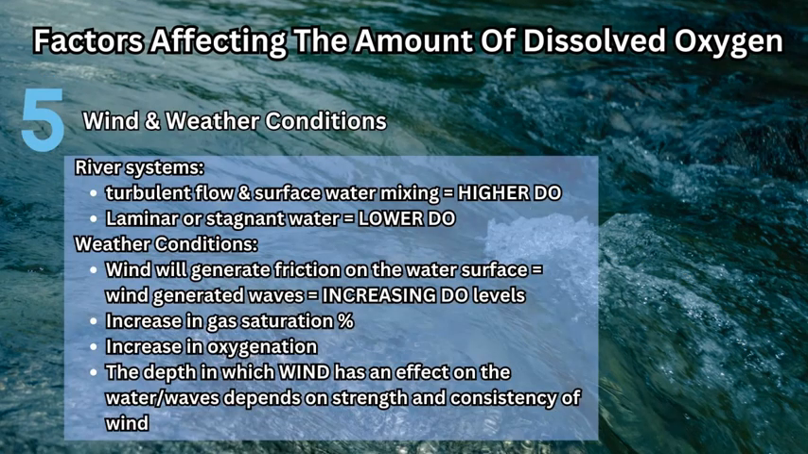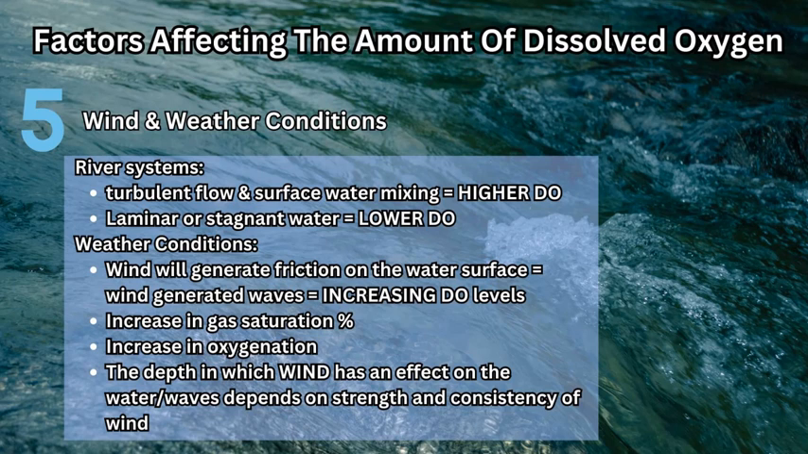Another factor that can control dissolved oxygen within a body of water, a lake, a river, stream, an ocean, is the weather conditions, the wind, and also I've added here the stage or type of river that we're looking at in particular. So the river's location and part of the river system can play a big role in the amount of dissolved oxygen.